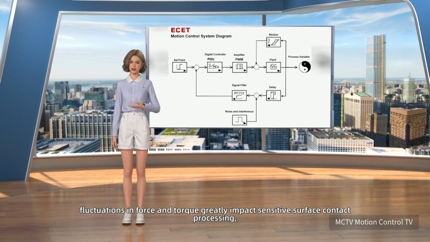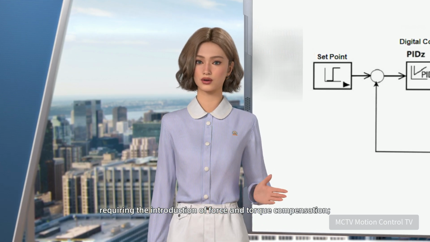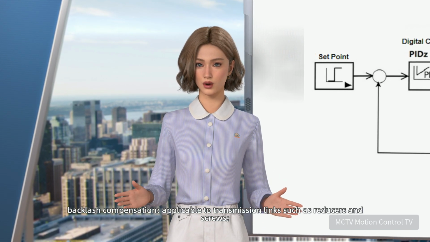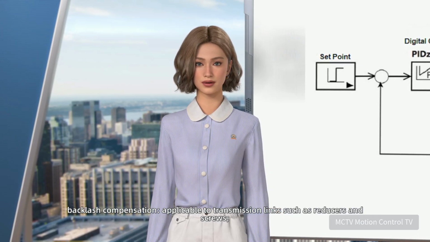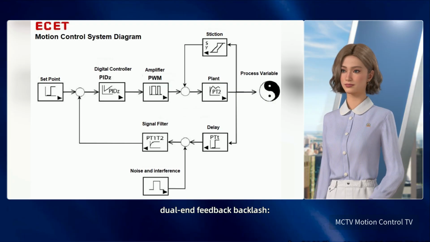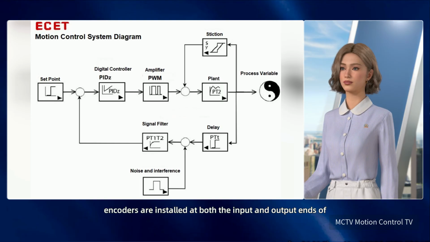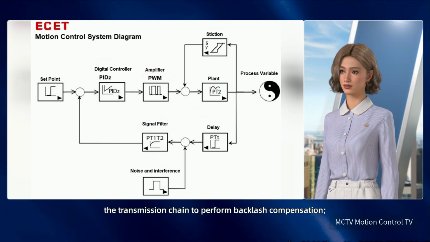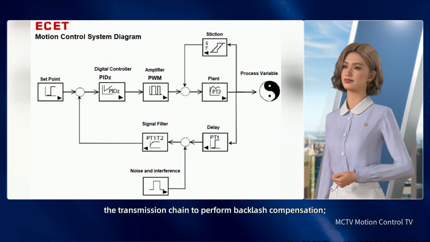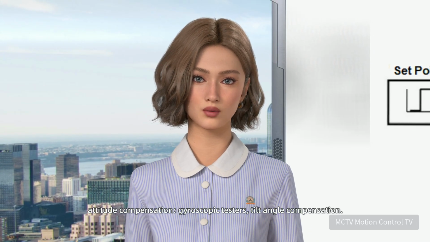Fluctuations in force and torque greatly impact sensitive surface contact processing, requiring the introduction of force and torque compensation. Backlash compensation, applicable to transmission links such as reducers and screws. Dual-end feedback backlash. Encoders are installed at both the input and output ends of the transmission chain to perform backlash compensation. Attitude compensation, gyroscopic testers, tilt angle compensation.